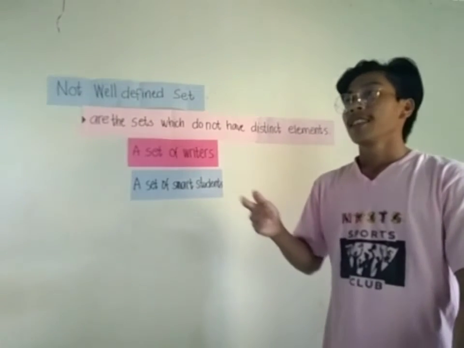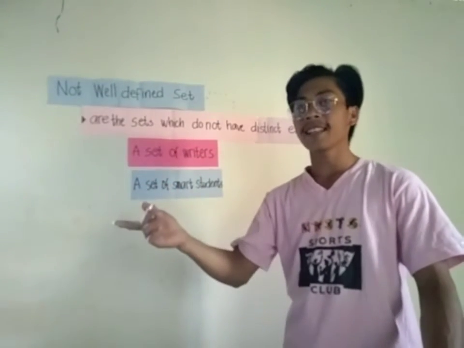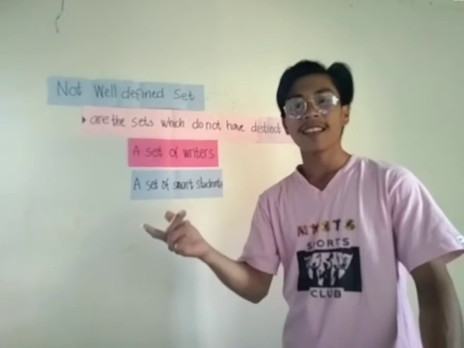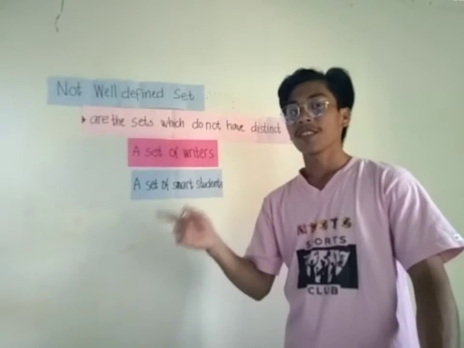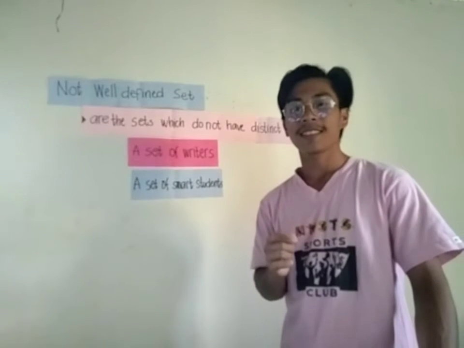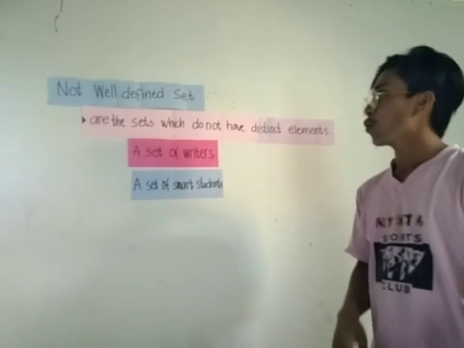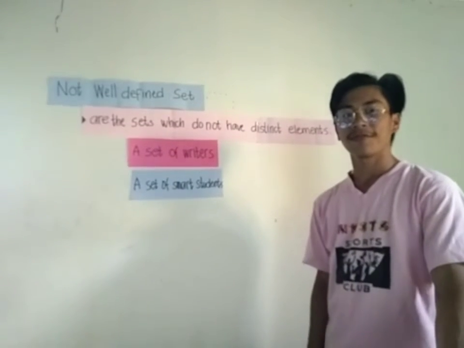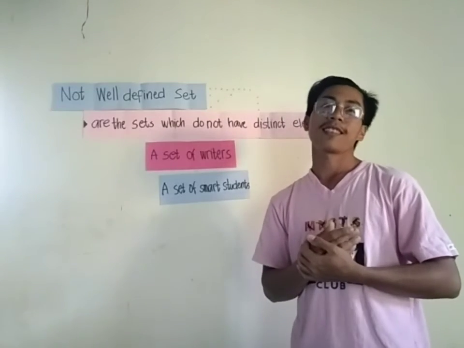For example, he is handsome. For me, he is handsome, but the others are saying that he is not. Right? So there are no distinct elements in that set. So that is a not well-defined set. Okay, any questions regarding our topic?